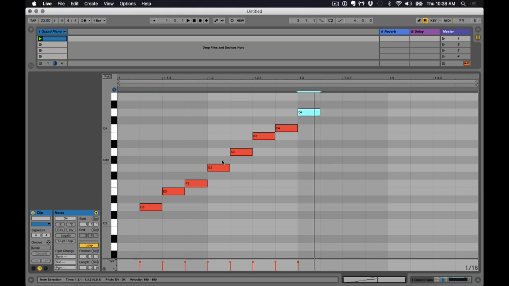But we're still in the key of C major. We're only going to use the key of C major, and this will result in the exact same pattern of whole steps and half steps. So now we have a D Dorian scale.